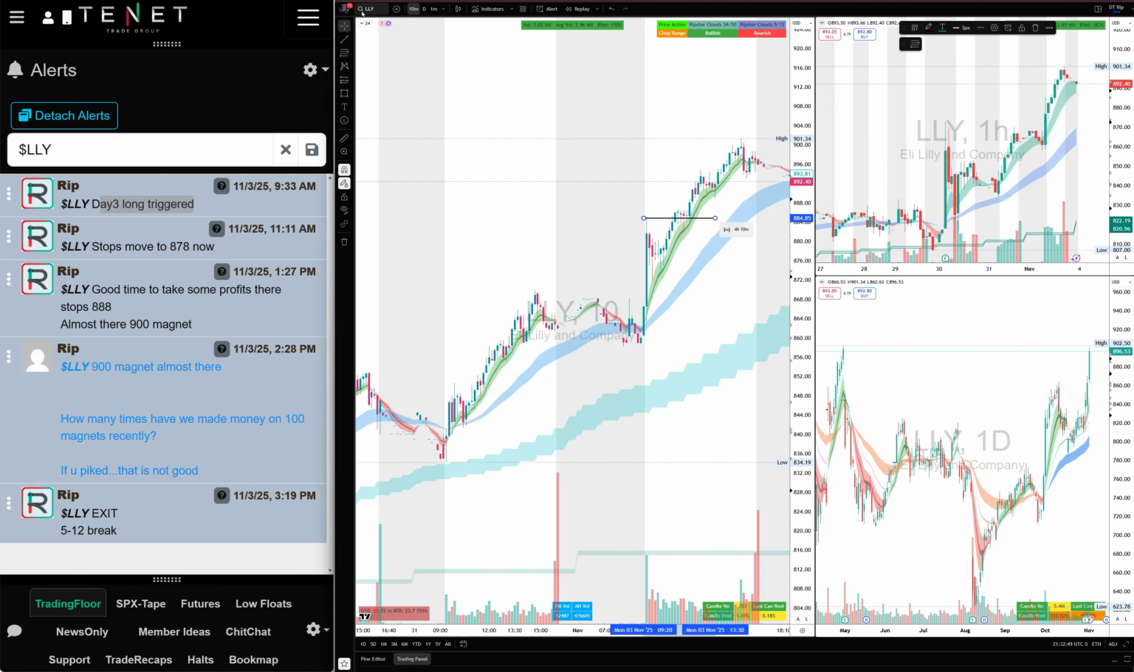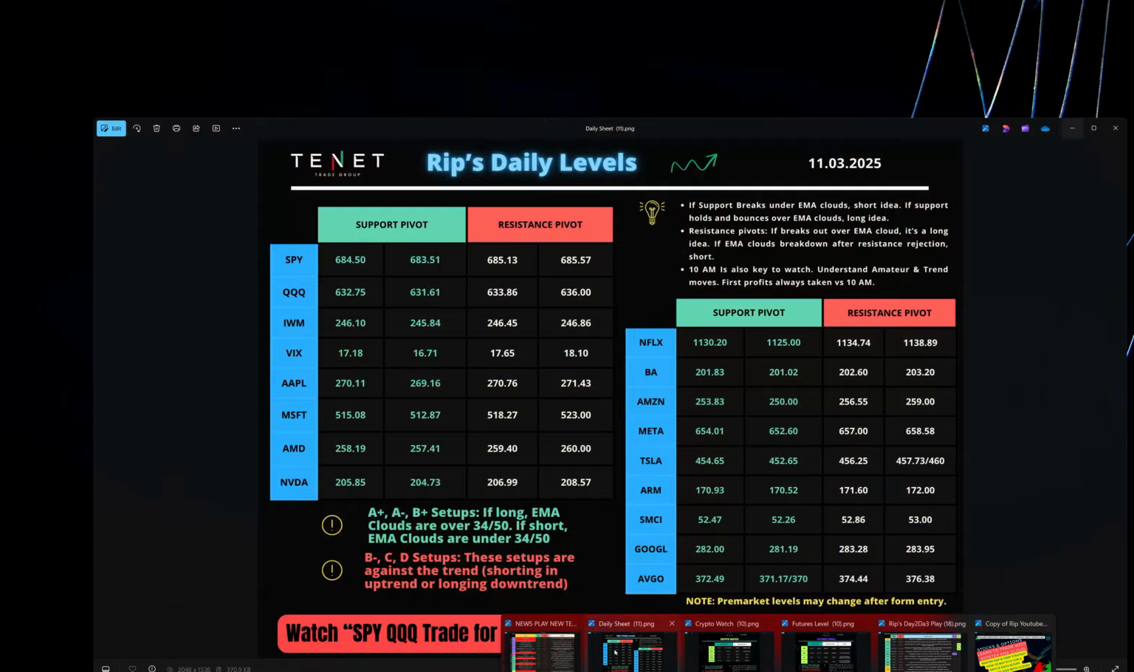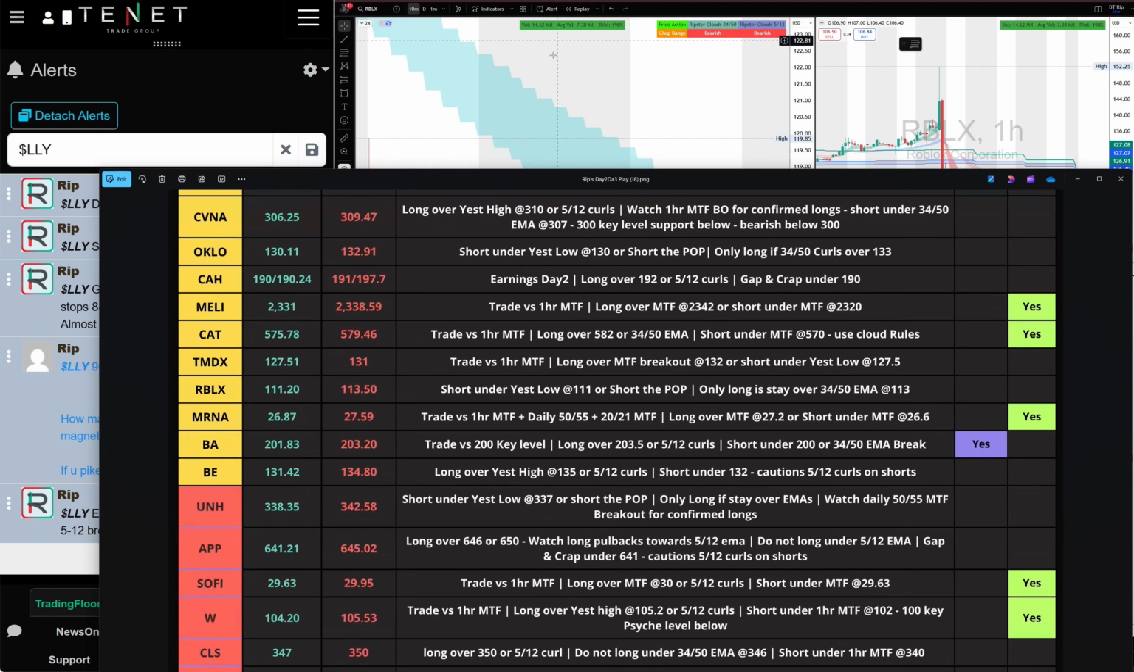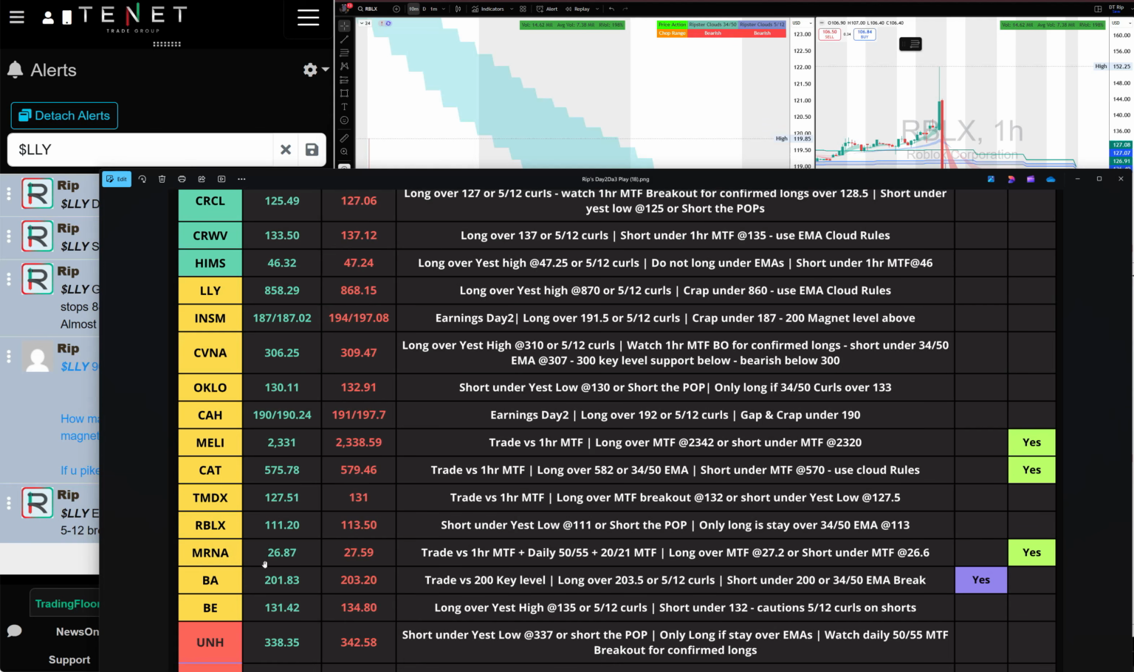All right, so there were many other setups as well today. There was RBLX, a day 3 short. Most of these setups we were done with in the morning, but since everything is provided in my pre-market plan, you can see RBLX was a short under yesterday's lows.